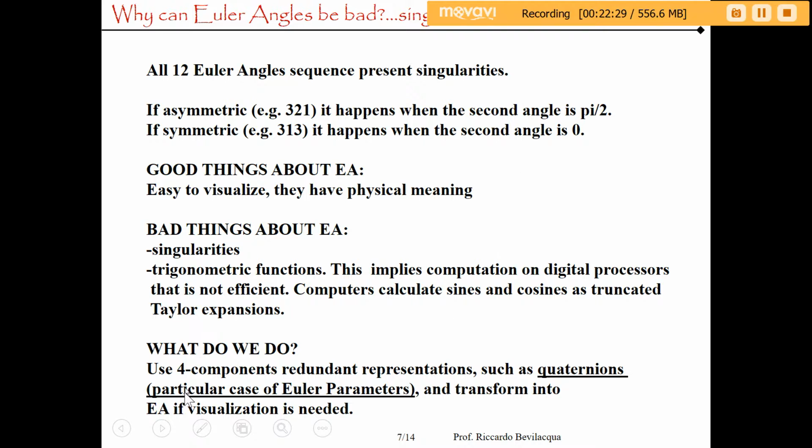And the better things to do are using 4 components instead of 3, 4 variables instead of 3. There is a redundant representation such as quaternions, which are a sub-case of Euler parameters. So you use those to integrate your kinematics equations, which is what you're doing in Simulink with Senny's code. And then, when you really need to visualize things, you can always, with quaternions, go to the DCM and extract a sequence of Euler angles if you want to really visualize something with angles.